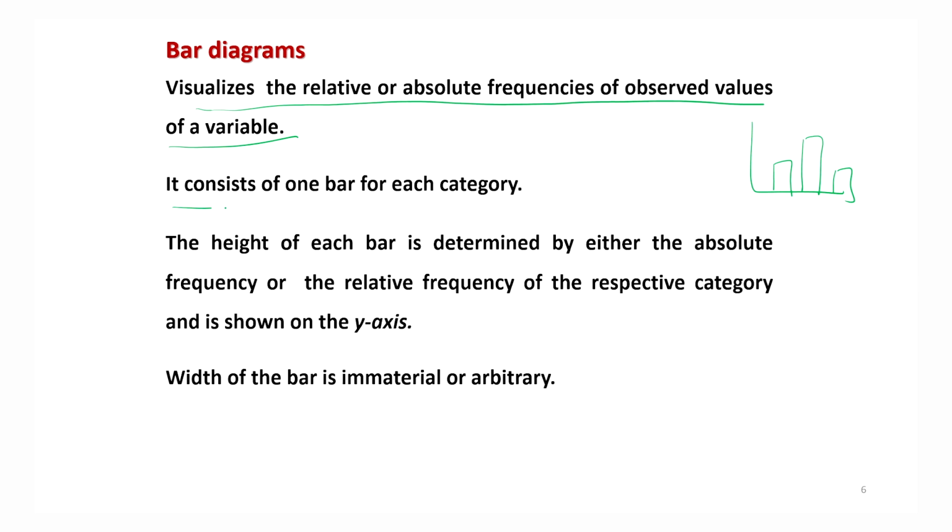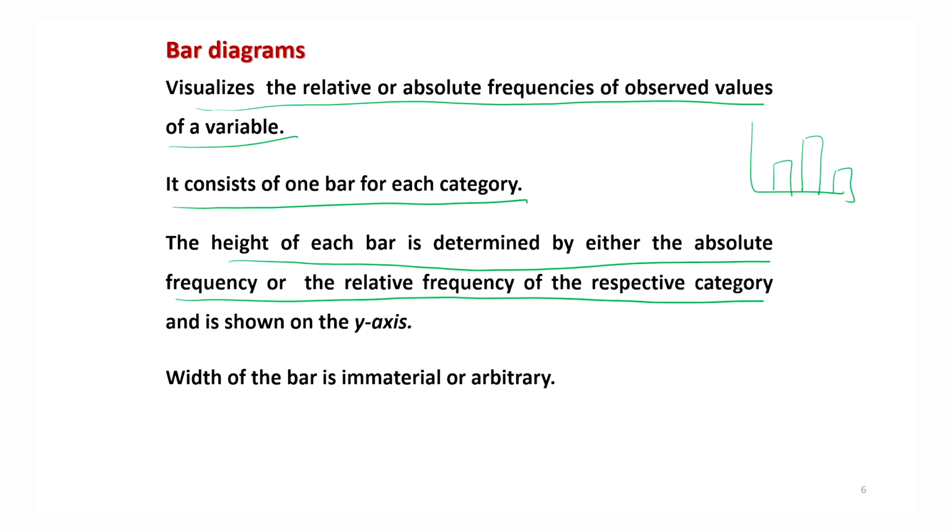The bar diagram consists of one bar for each category. So suppose there are 4 shops, one in east, one in west, one in north, and one in south. These are 4 categories, and so there can be 4 possible bars. The characteristics of the bar are determined by the height of the bar. The height of each bar is determined either by the absolute frequency or the relative frequency of the respective category, which is shown on the y-axis.